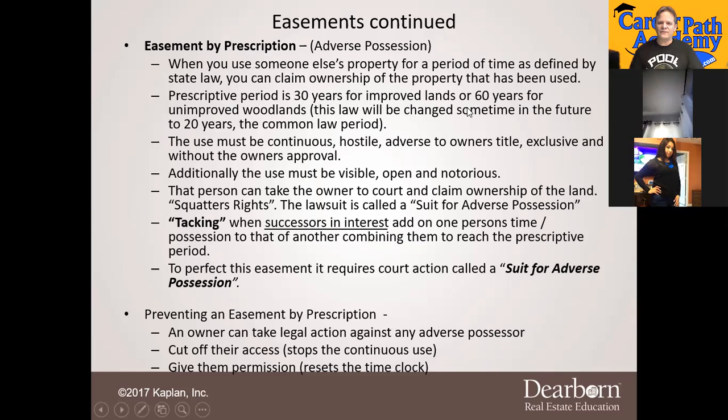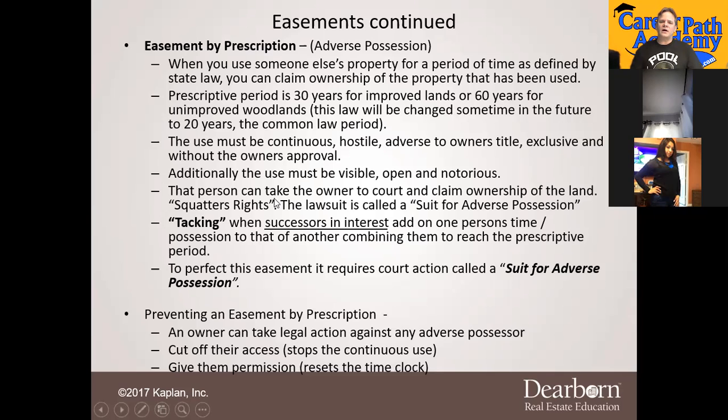Remember, this is the one where there was a conflict in the law, that common law period right now. But for exams, you're going to study 30 years for improved, 60 years for unimproved woodlands in order to take ownership of that person's property. The use must be continuous, hostile, adverse to the owner's title, exclusive, and without their approval. Additionally, the use must be visible, open, and notorious. You can't be using it hidden so that nobody can tell. It has to be obvious that you're using it.